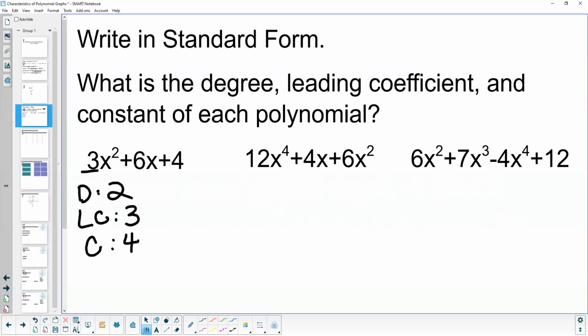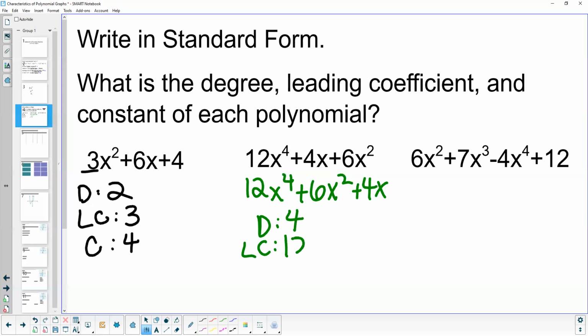Now let's take a look at our next one here. This one is not in standard form, so we want to rewrite it. 12x to the 4th plus 6x squared plus 4x. Now our degree here is the highest exponent, which is 4. Our leading coefficient is the number in front of that one, which is 12. And then our constant term in this case is actually 0 because we don't have any term that doesn't have an x there. So we know that there's going to be a 0 for that constant.